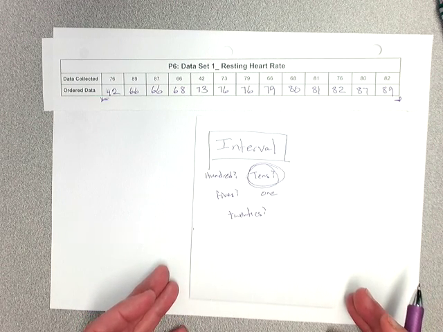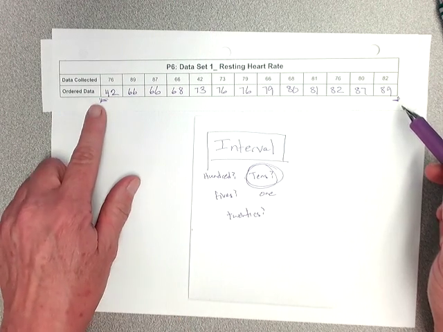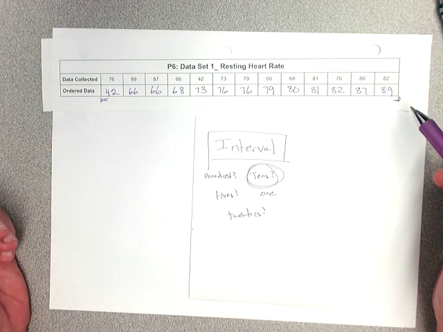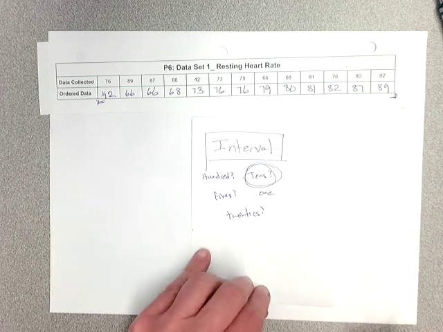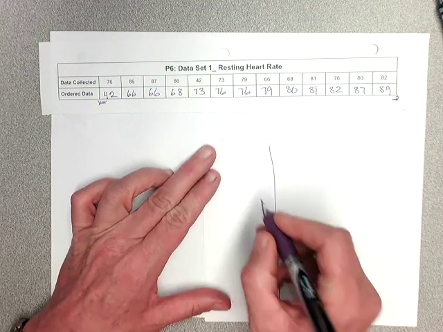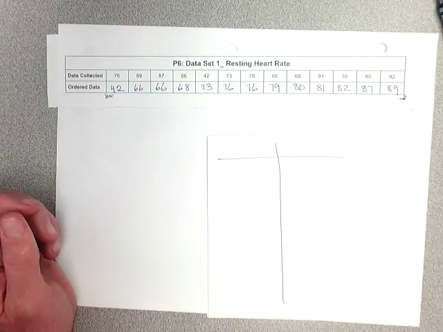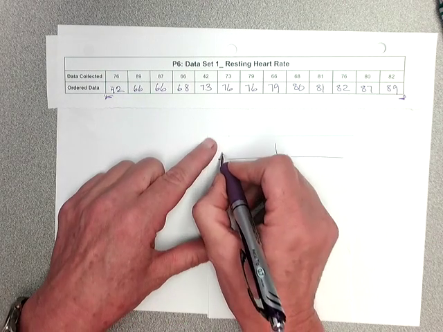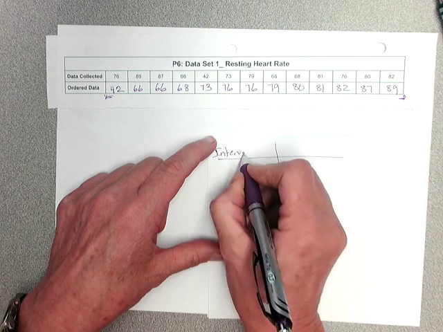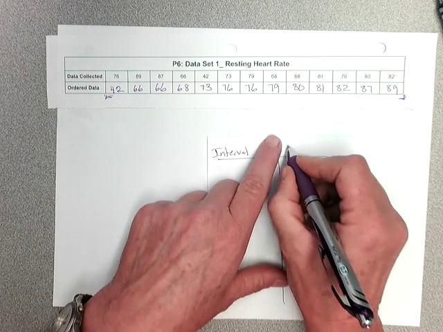Again, pause the video, look at your data, look at your minimum, look at your maximum, and think about what type of grouping makes sense. So I've decided on intervals of 10. Now I'm going to make my frequency and interval chart. So basically a little T-chart. On the left side, you're going to write interval. And on the right, you're going to write frequency.